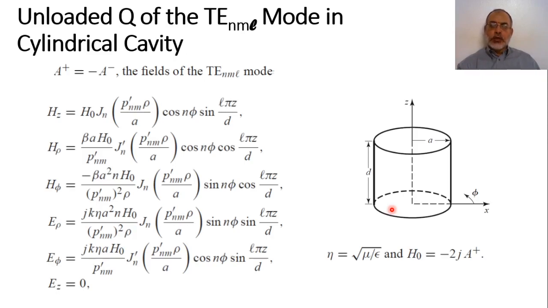And actually, the quality factor is given by 2 multiplied by omega multiplied by the stored energy over the dissipated power. We have 2 types of dissipating power. We have conductor loss and we have dielectric loss. So we have quality factor due to conductor loss and quality factor due to the dielectric loss.